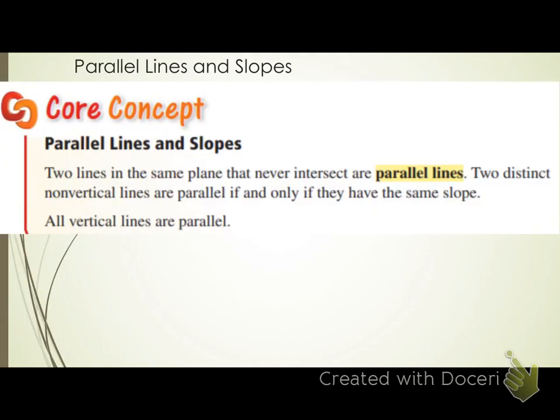Let's get into it. I need you to write this down. The first sentence is what we just talked about. Two lines in the same plane that never intersect are parallel lines. The lines that are never going to intersect each other. The next sentence is mainly what I want you to write down. Two distinct non-vertical lines are parallel if and only if they have the same slope.